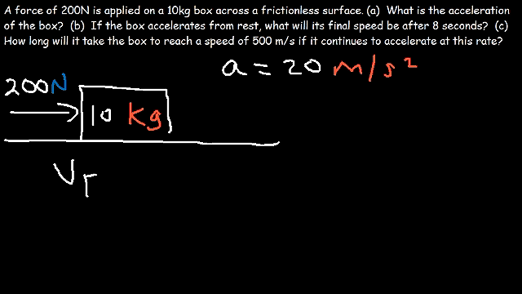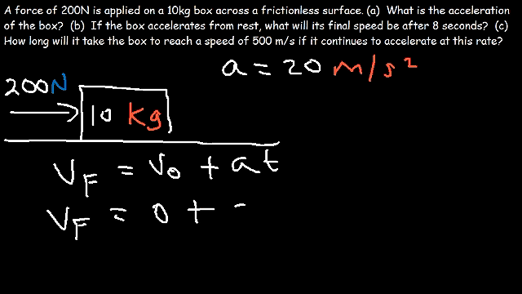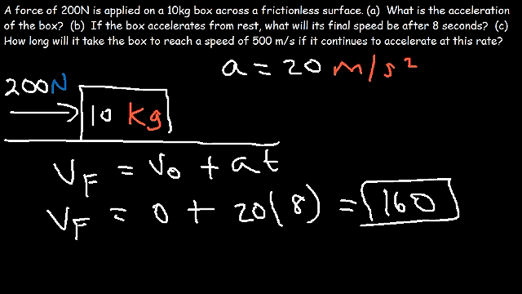Now, the equation that you can use to calculate this answer is this equation. We're looking for the final speed, Vf. The initial speed, Vo, is 0 because it started from rest. The acceleration is 20. The time is 8. 20 times 8. If you have 8 $20 bills, how much money do you have? 8 $20 bills is $160. So 20 times 8 is 160. So you get 160 meters per second.